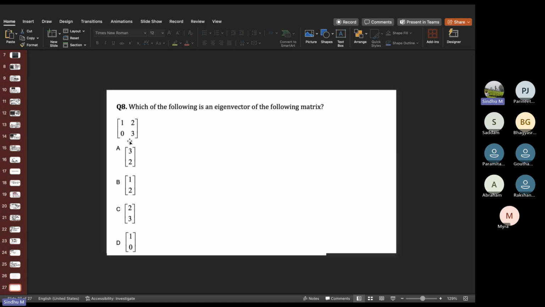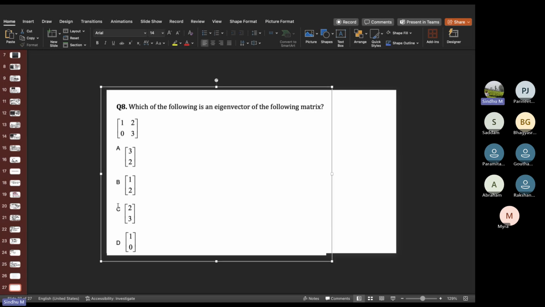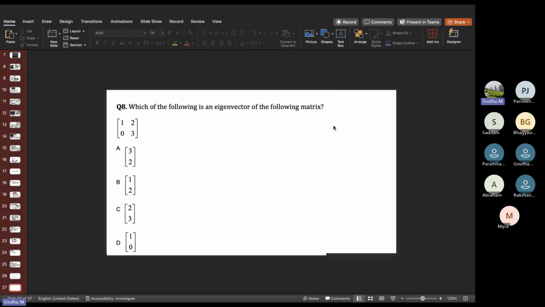So they have given a matrix, and out of the four options, we have to find out which is the eigenvector. To do this, I'll just give a hint, then you can try to solve it on your own.